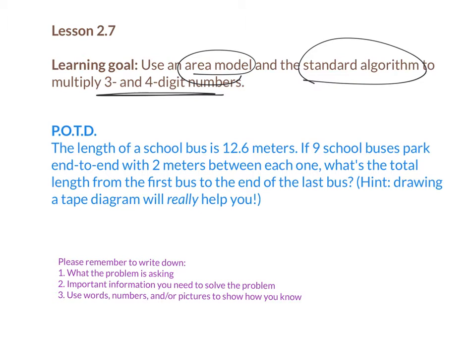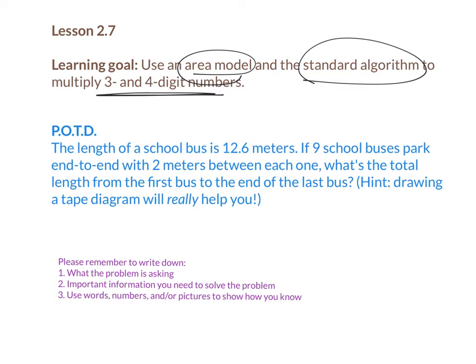Why do you think we use two different ways to solve it? Why do you think we use the area model and the standard algorithm? Jaden? To make sure, like, if there's one answer and then there's another answer, that means one of them is wrong. Yeah. But if you get the same answer using two different methods, does that mean your answer's right?